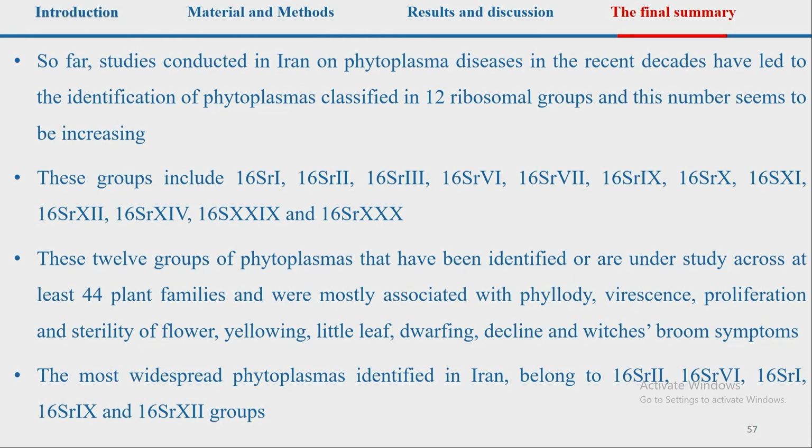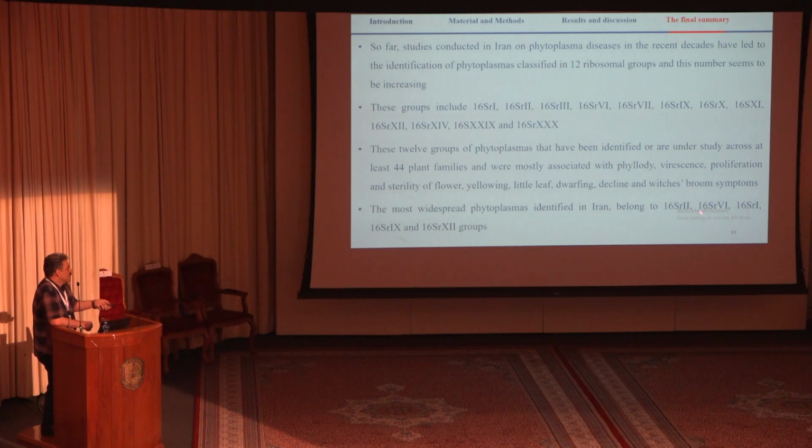44 plant families were mostly associated with main disease symptoms of phytoplasmas like phyllody, virescence, proliferation, sterility of flower, yellowing, little leaf, decline. And the most widespread phytoplasmas belong to peanut witches' broom, clover proliferation, aster yellows, Candidatus Phytoplasma phoenicium group, and stolbur group.